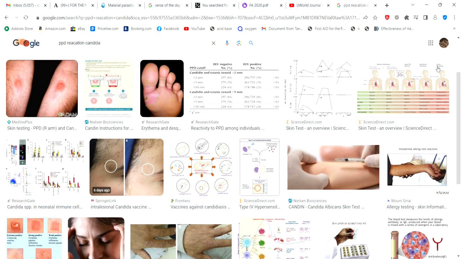Candida triggers a delayed type 4 reaction, which allows evaluation of cell-mediated immune response. Injected Candida antigens are taken up by APC. These APCs, which are macrophages, display the antigen on an area called MHC. The macrophages present this antigen to the CD4 cells.